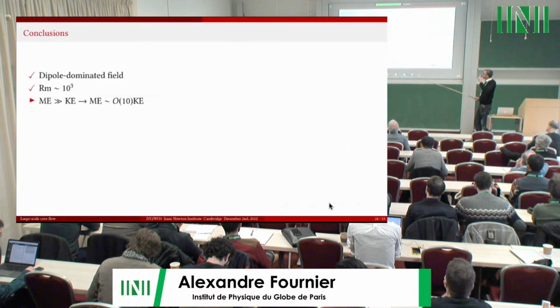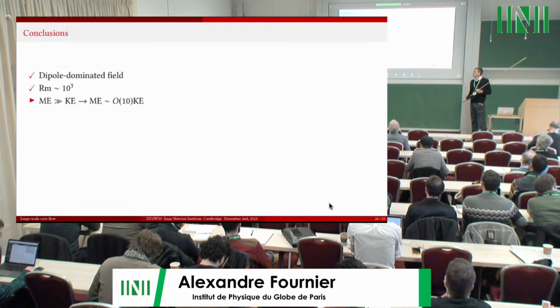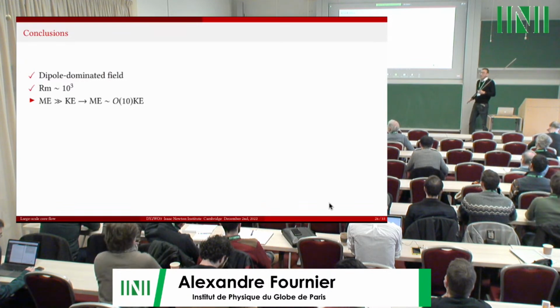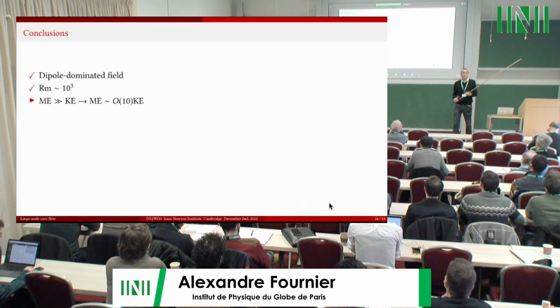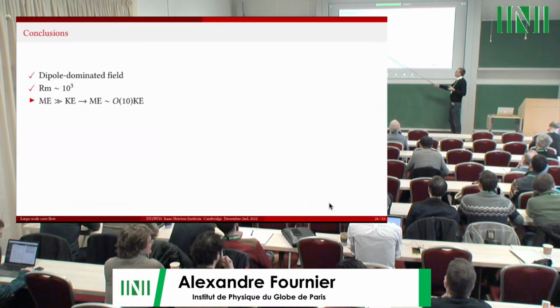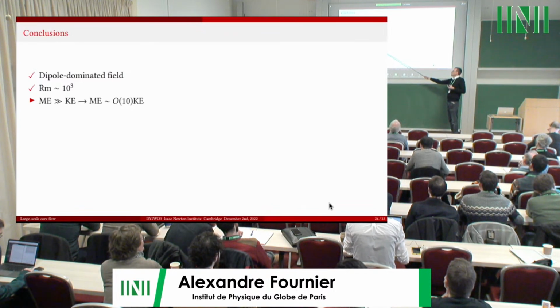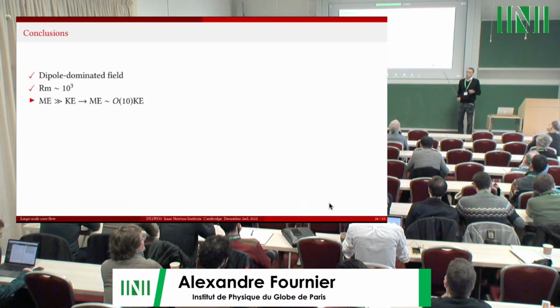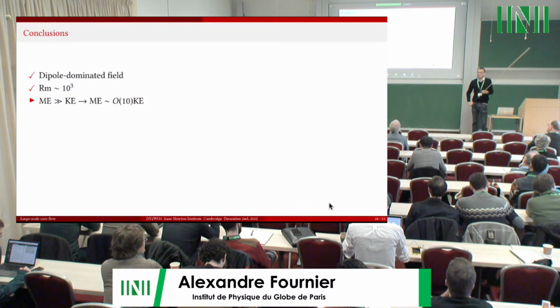Time to conclude. So, dynamo models can produce dipole-dominated fields. They can achieve a magnetic Reynolds number of 10 to the 3. The most turbulent simulations can achieve a magnetic energy on the order of 10 times the kinetic energy, but not more, because of the difficulty of their numerical integration.